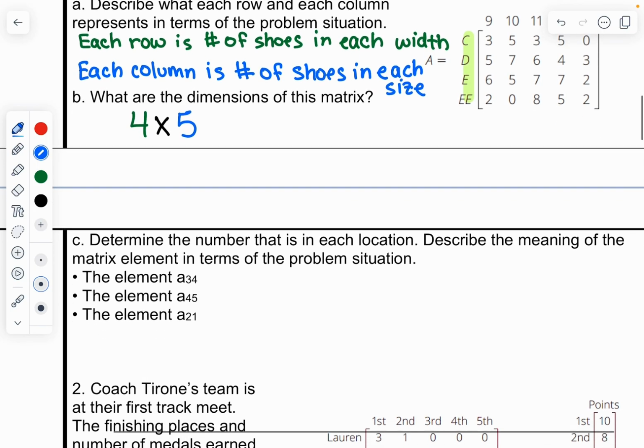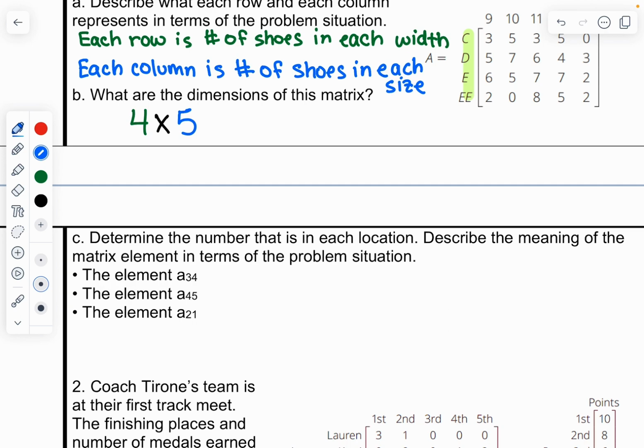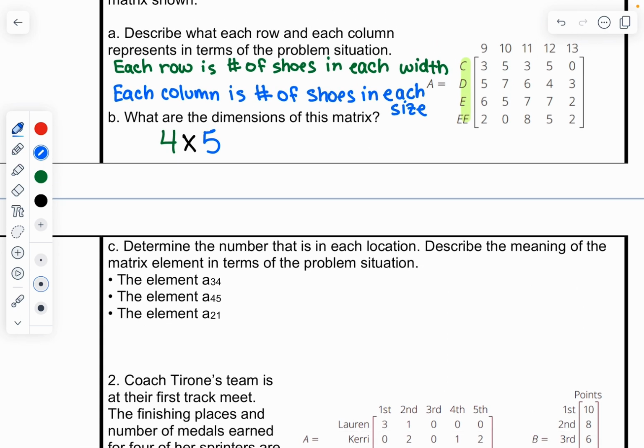Now, part C, which is on the next page, but we need that matrix still, says determine the number that is in each location. Describe the meaning of the matrix in terms of the problem situation. So we have element A sub 3,4. We want to find the third row in the 4th column. 3rd row, 4th column is the number 7. That means that we have 7 shoes in size 12 with E.